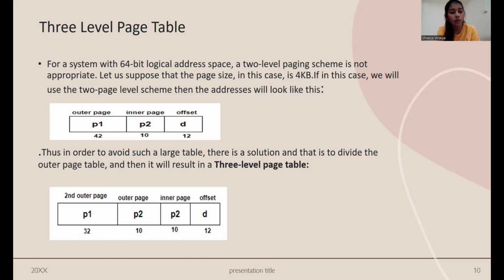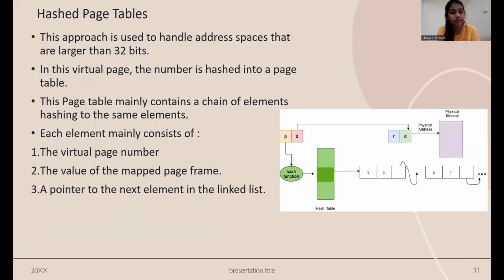And thus, in order to avoid a large table, there is a solution, and that is to divide the outer page table, and then it will result in a three-level page table. When we give the second outer page as P1, the outer page as P2, the inner page as P2, the offset gives the T. We have it will result in a three-level page table here.